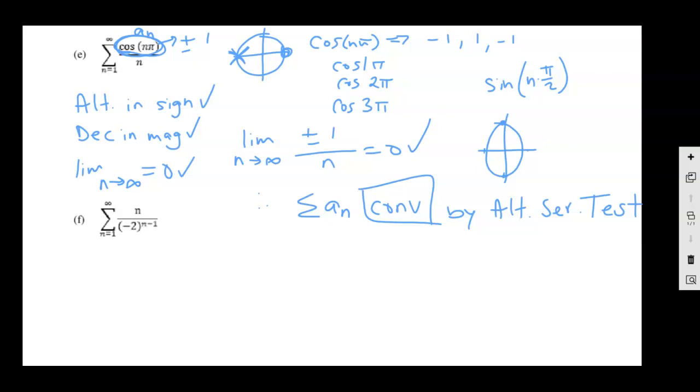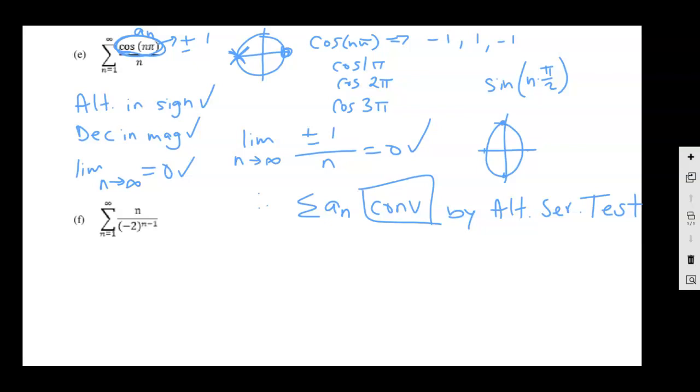So you had to check the conditions before you could use the test, but really, for this alternating series test, checking the conditions is the test. There's nothing extra you have to do. It's a very nice, very easy rule. Here we go. Let's look at this last one, and then we'll move on.